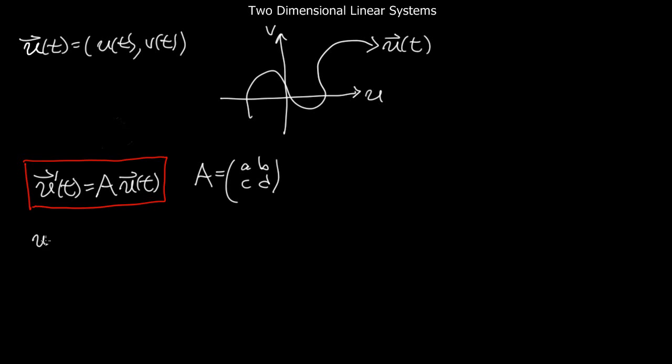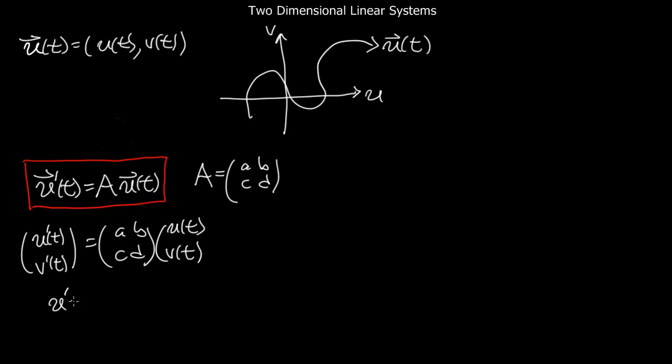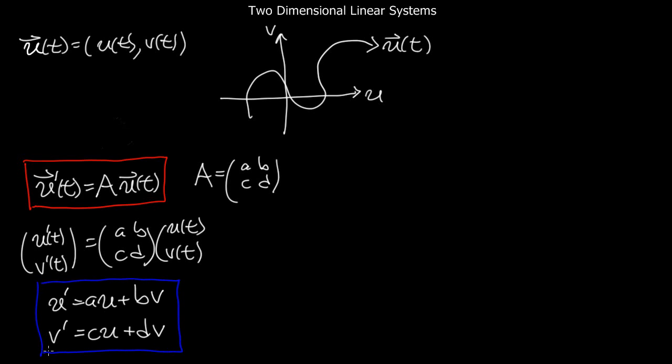So let's just think for a moment about what this means. If you write it out, it says u prime and v prime is equal to this matrix a, b, c, d times u, v. And so that is to say it's really the pair of equations u prime is equal to au plus bv and v prime is equal to cu plus dv. Okay, we've mentioned this kind of example before. And we're going to spend a fair amount of time talking about these examples because they really capture the behavior of a fairly general linear system.